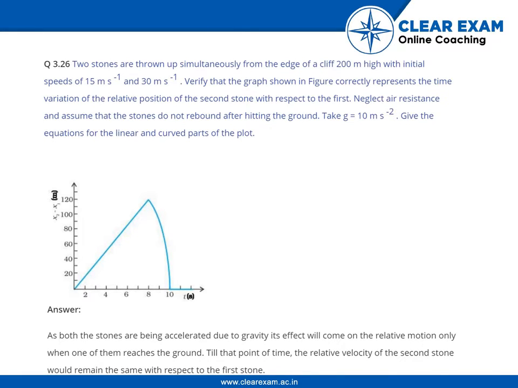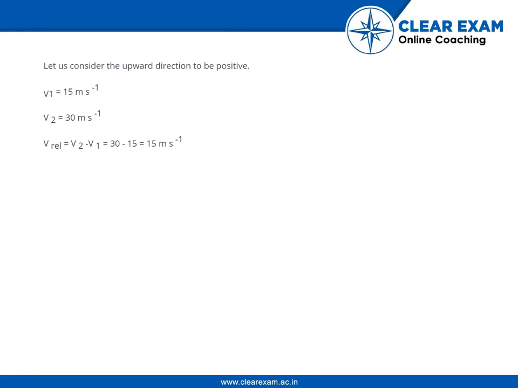As both the stones are being accelerated due to gravity, its effect will come on the relative motion only when one of them reaches the ground. Till that point of time, the relative velocity of the second stone would remain the same with respect to the first stone. Let us consider the upward direction to be positive. V1 is 15 meter per second, V2 is 30 meter per second. So V relative would be V2 minus V1, that is 15 meter per second.